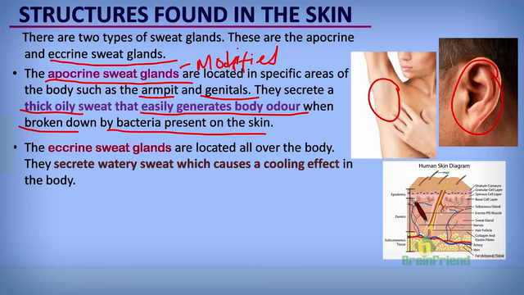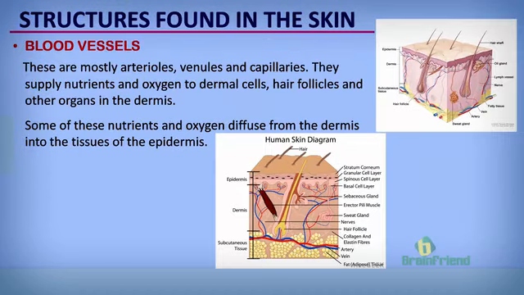The other group of sweat glands are the eccrine sweat glands. Eccrine sweat glands are located all over the body. They secrete watery sweat. So they secrete the regular sweat which we see on our bodies. This sweat is not oily, it is watery. It is the kind of sweat that causes a cooling effect on the body. As the sweat is secreted from the skin, it evaporates and causes a cooling effect on the body.